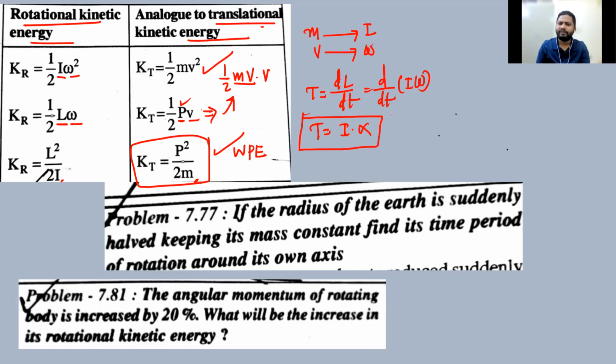Very, very, very important. Based on this only, in JEE or NEET exams, the question will come. The most probable question from this chapter is from this formula: tau is equal to I alpha. And in the same way, you know, acceleration is equal to dv by dt, and this I can write as d by dt of r omega, which is r into d by dt of omega, that is r alpha. So acceleration is equal to r alpha.